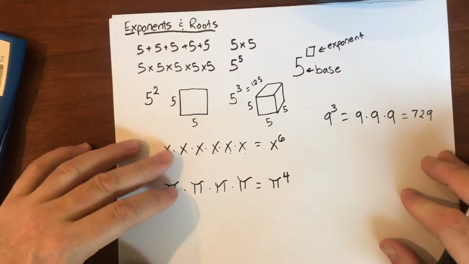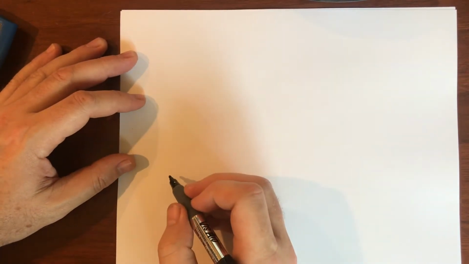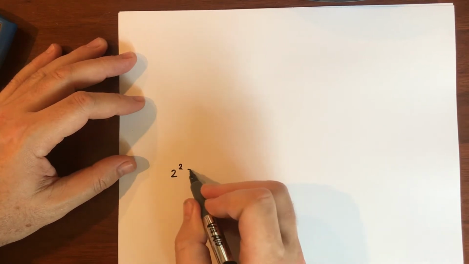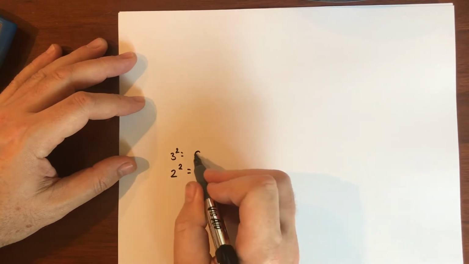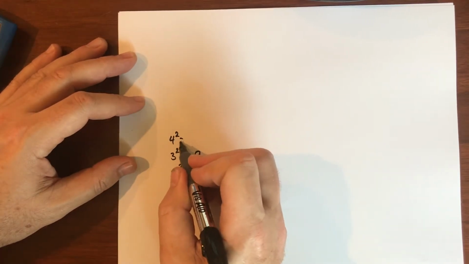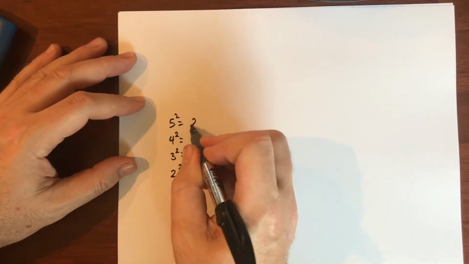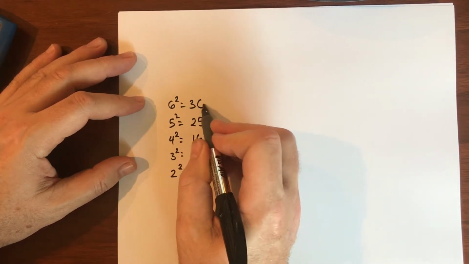Okay? So let's look at some patterns that we see with exponents. I'm going to start with squares, right? We'll make a perfect little square chart. So we have 2 squared, you know that's 2 times 2, that's 4. 3 squared, 3 times 3, that's 9. 4 squared is 4 times 4, 16. 5 squared is 5 times 5, and that's 25. 6 squared is 6 times 6, and that's 36.